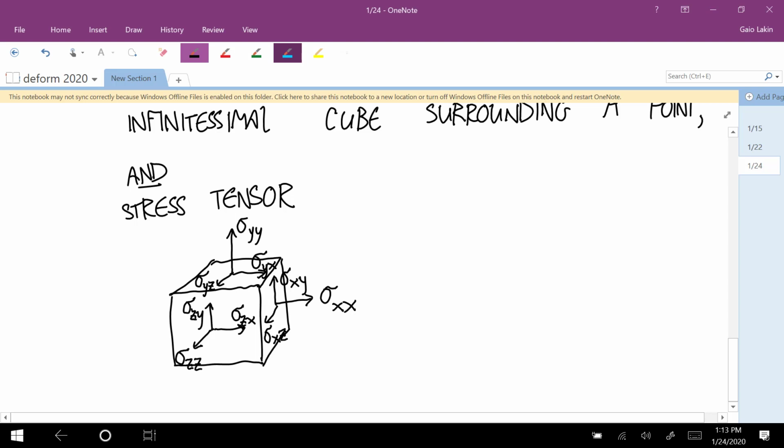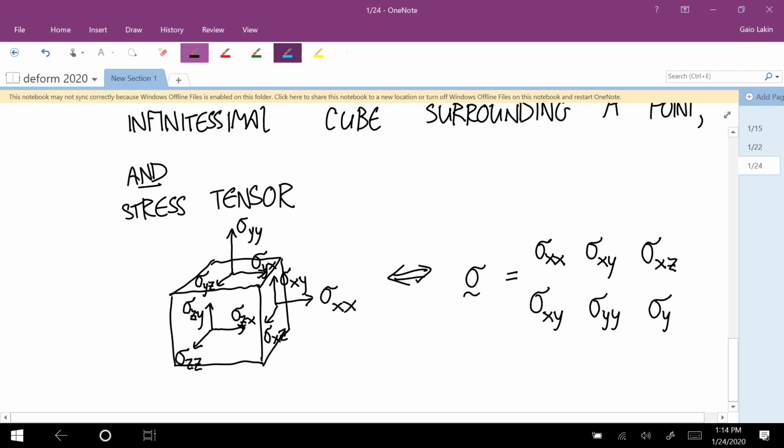Okay? And those are equivalent. Those tell the same story as the stress tensor, sigma with an undersquiggle: sigma XX, sigma XY, sigma XZ. Now we'll use the symmetry. So this is XY, then YY, YZ. And then we'll use symmetry for the next 2. So sigma XZ again, sigma YZ again, and sigma ZZ.